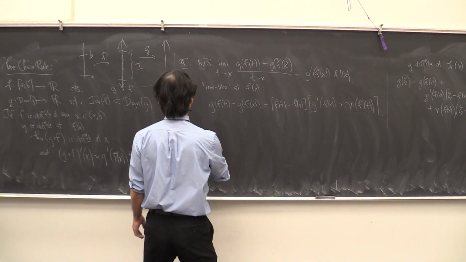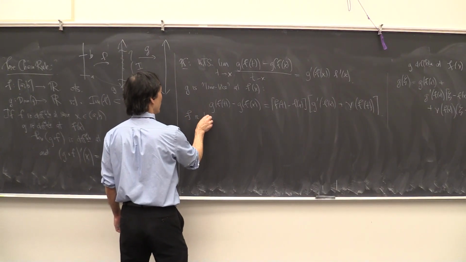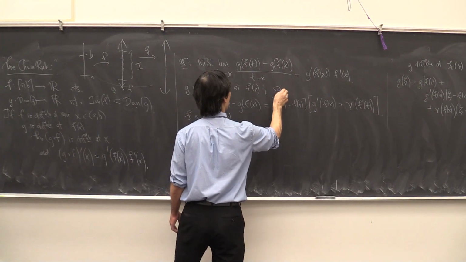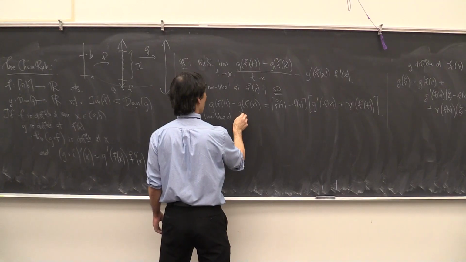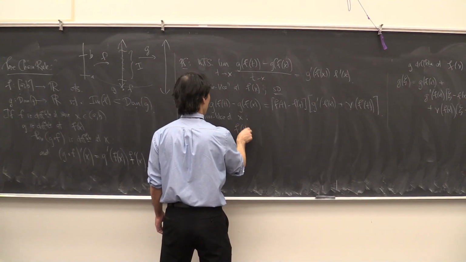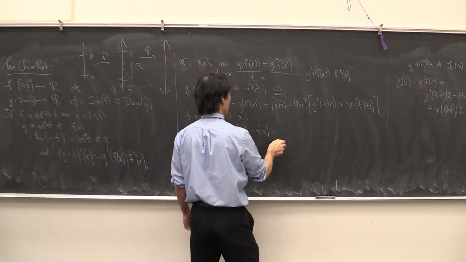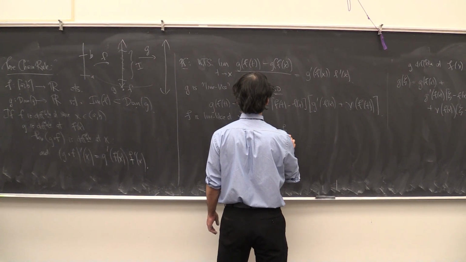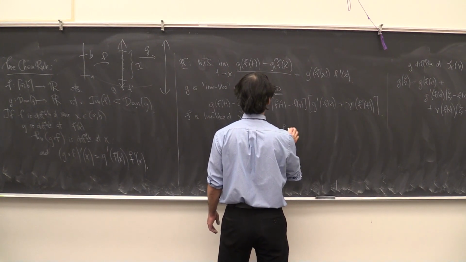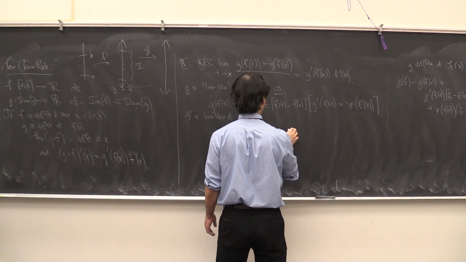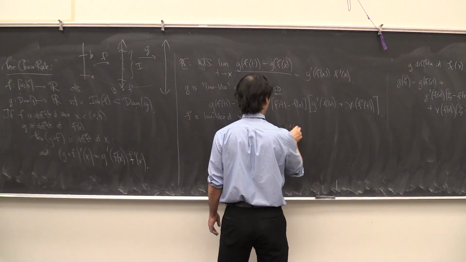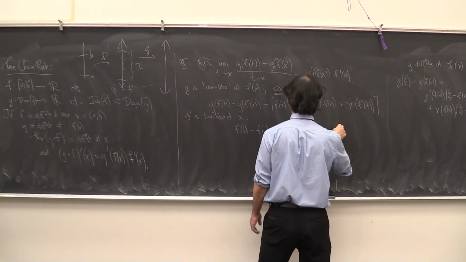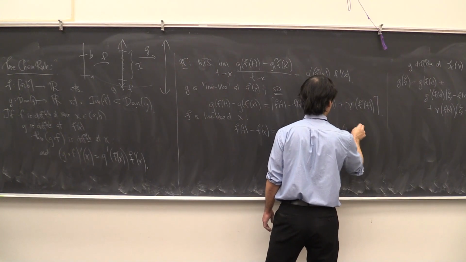And similarly, f is line-like at x, which tells us that f of t minus f of x is going to be f prime at x times t minus x plus the error at t times t minus x.